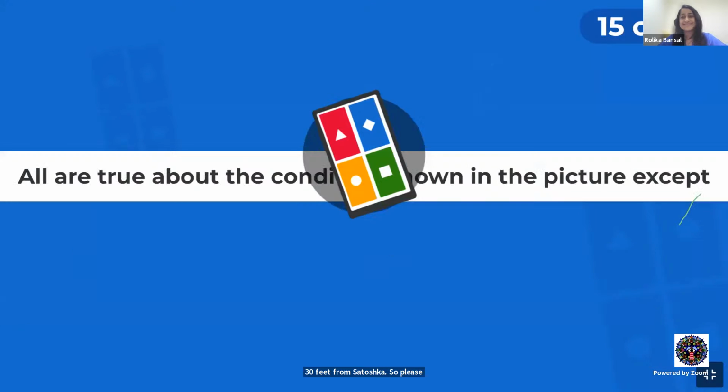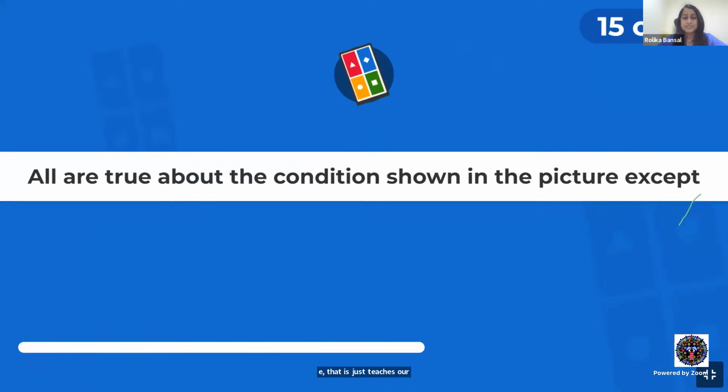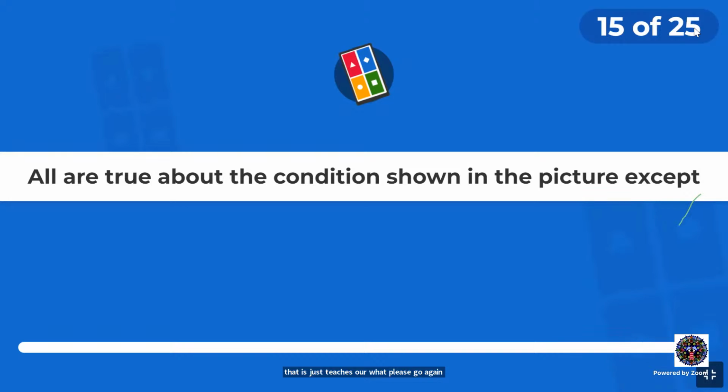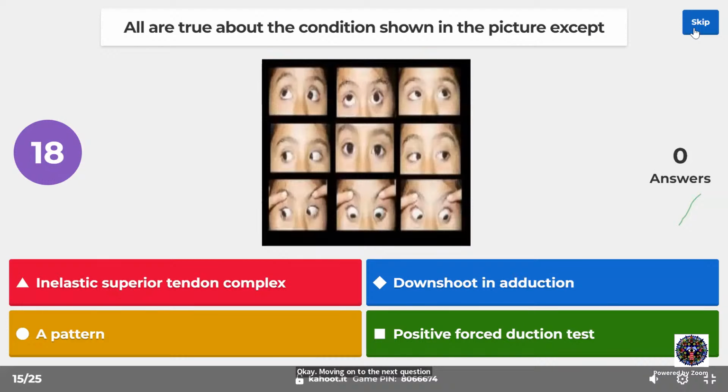Okay. Moving on to the next question. So let them see the picture. Yes, please see the picture, take some time and answer which of these are true except which is false. Inelastic superior tendon complex, A pattern, downshoot in adduction, and positive FDT, forced duction test.